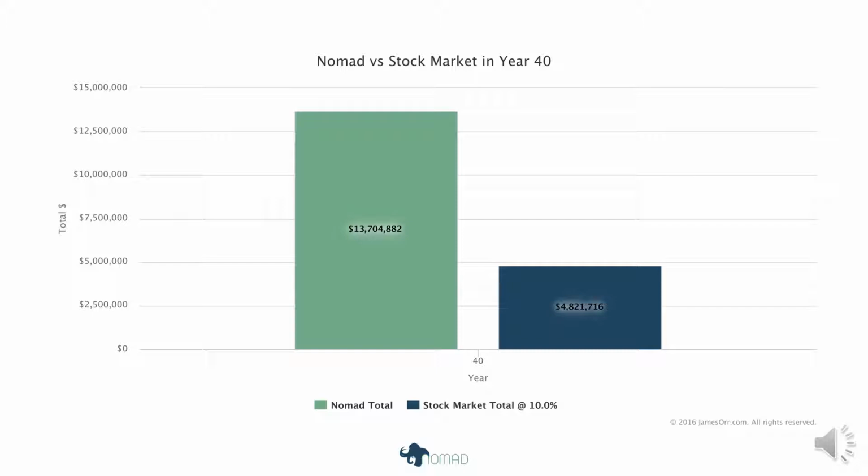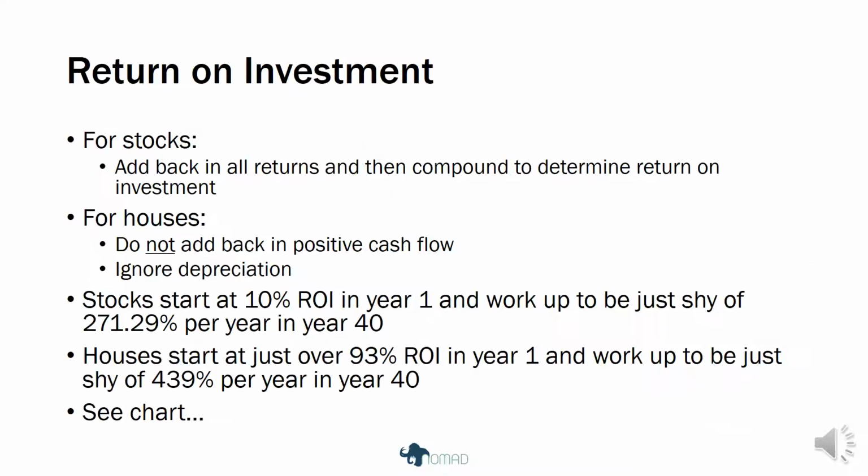This is a really simplified version of the same chart. It just shows you the total amount return from the stock market versus Nomad. Nomad is in green, 13.7. Stock market's in blue, 4.8 in year 40. Pretty impressive.